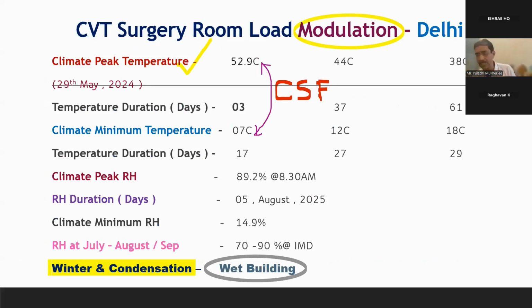Now, what is a modulation? Very shortly, I'm telling you what the modulation thing is. Modulation, this type of accurate calculation, is not required for an office complex or a mall or anything else.